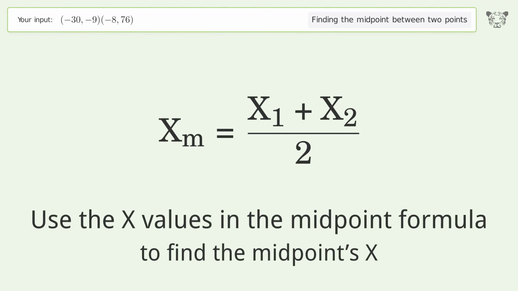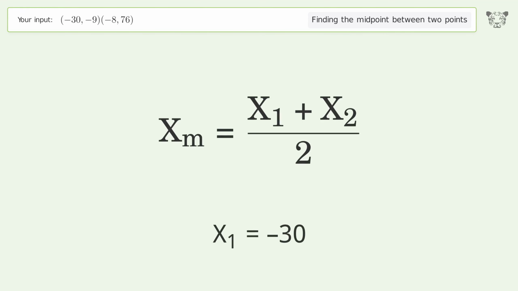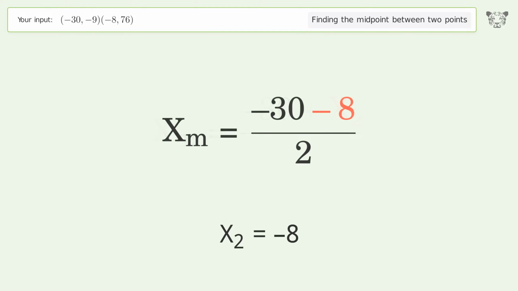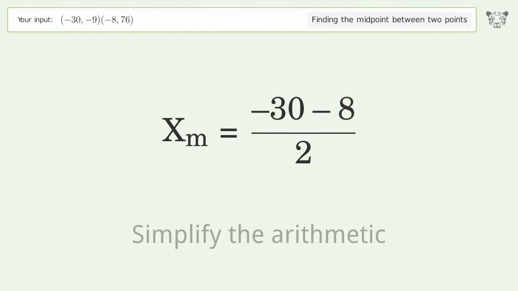Use the x values in the midpoint formula to find the midpoint's x. x1 equals negative 30. x2 equals negative 8. Simplify the arithmetic.